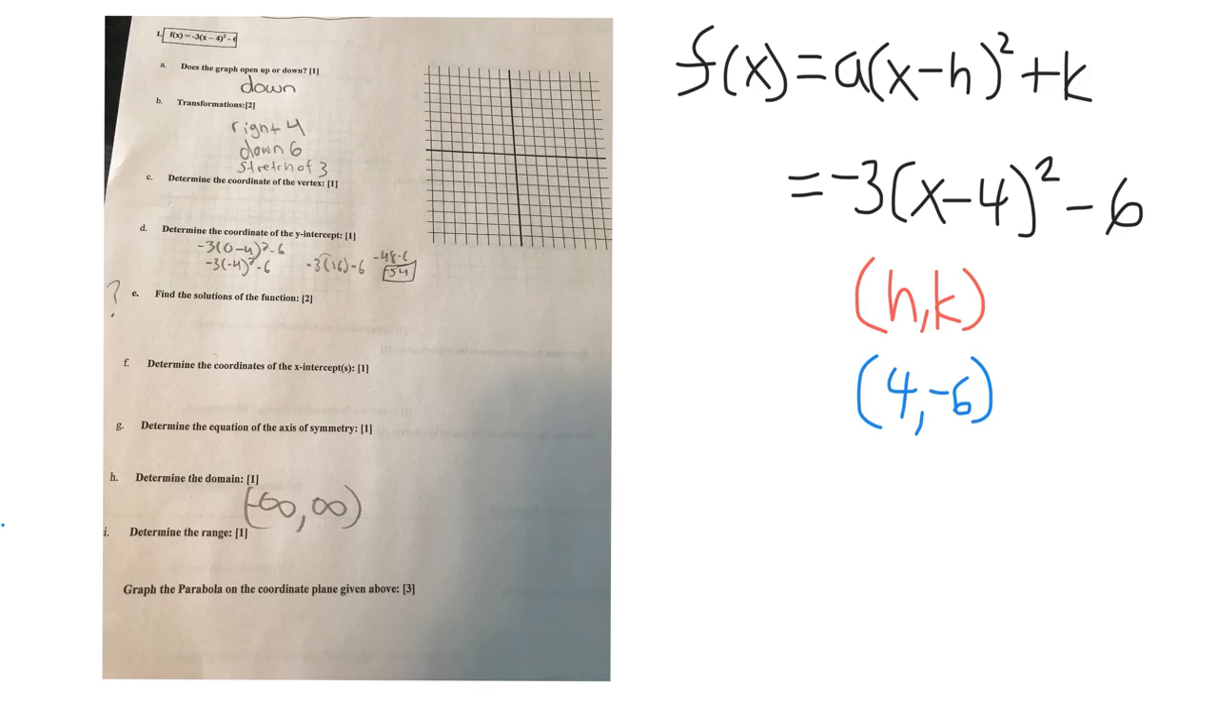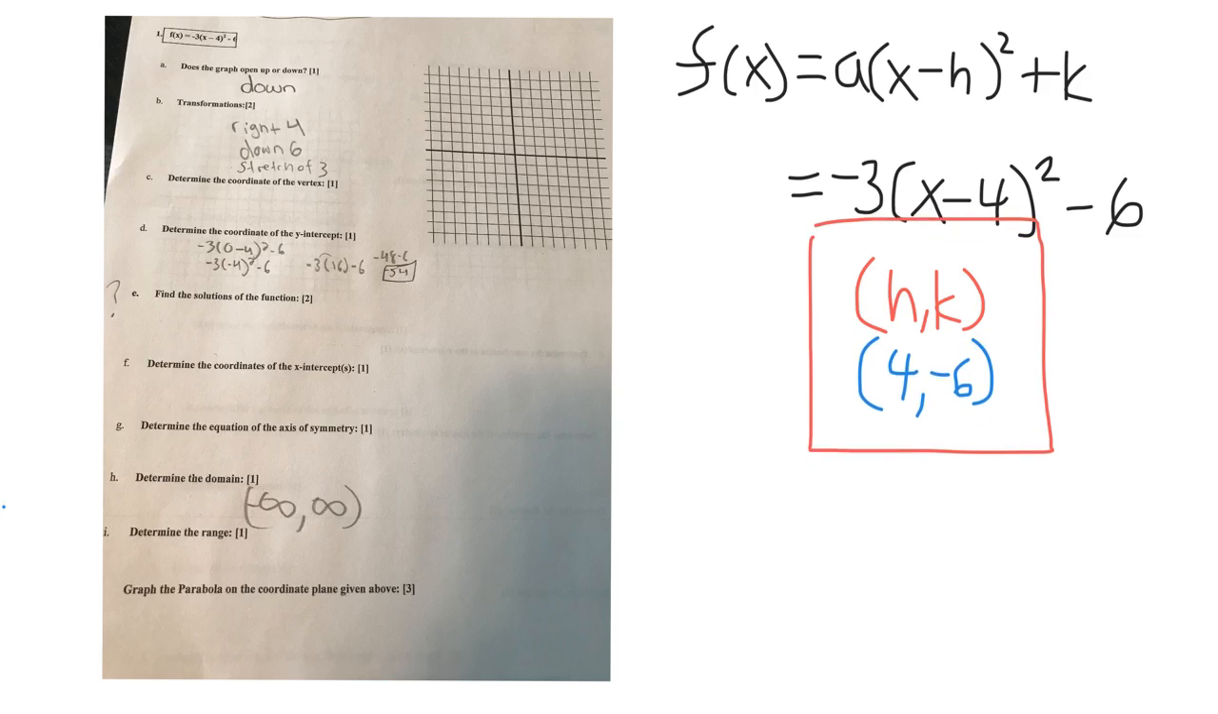Now, another way of getting clear on the vertex, and this is all vertex stuff right here, is to associate the h with that which is counterintuitive. So if there's a negative 4 in here, that means it's going to be a positive 4 here. And you can associate the k with that which is intuitive. If it's a negative 6, then it's just a negative 6. So this first term will always correspond with the opposite of what you would think it would be. That's something to keep in mind that might be helpful.